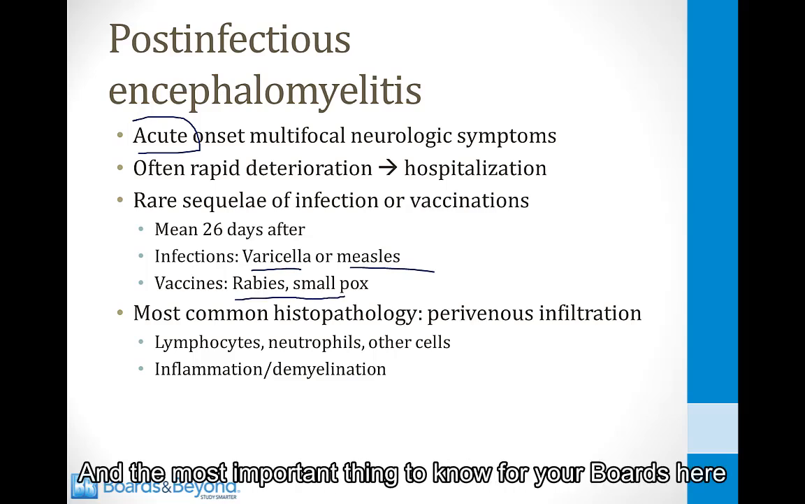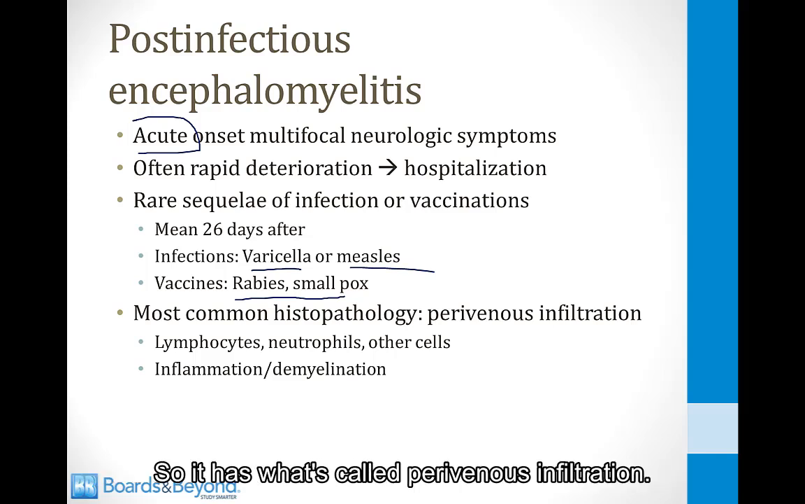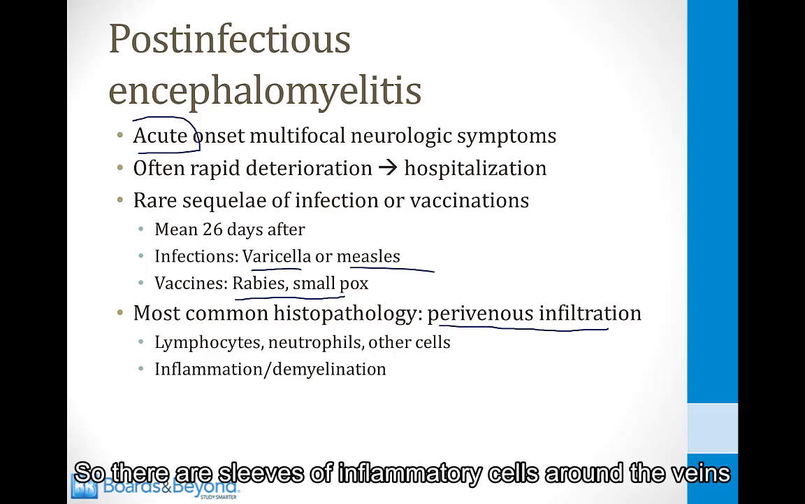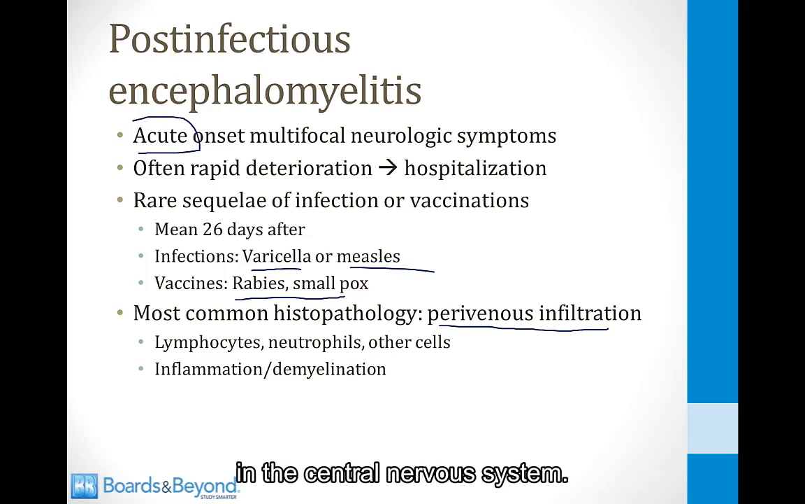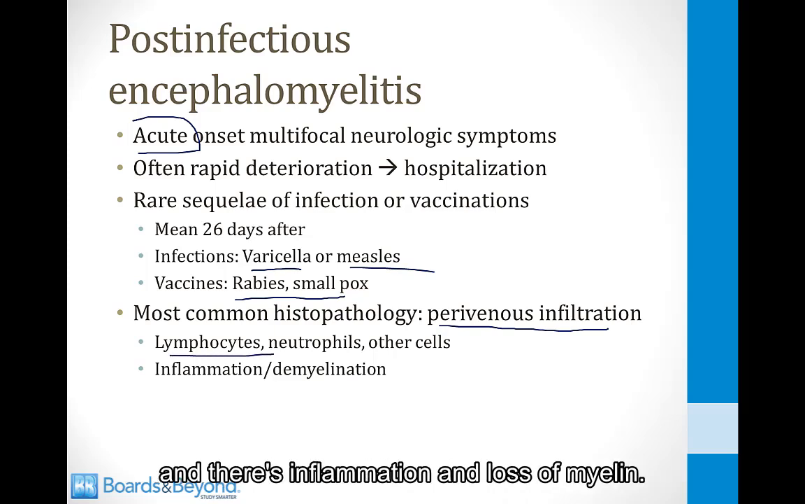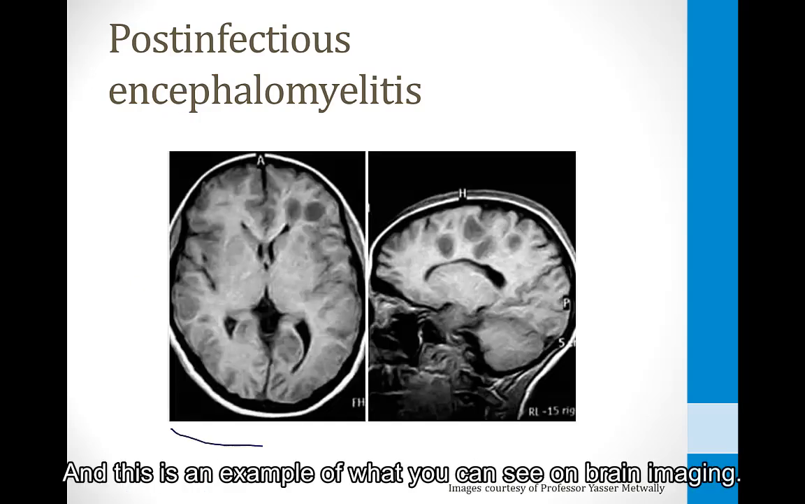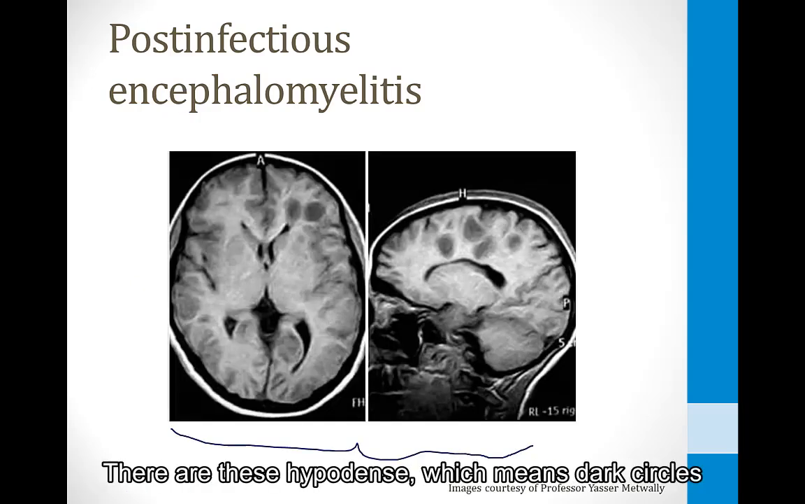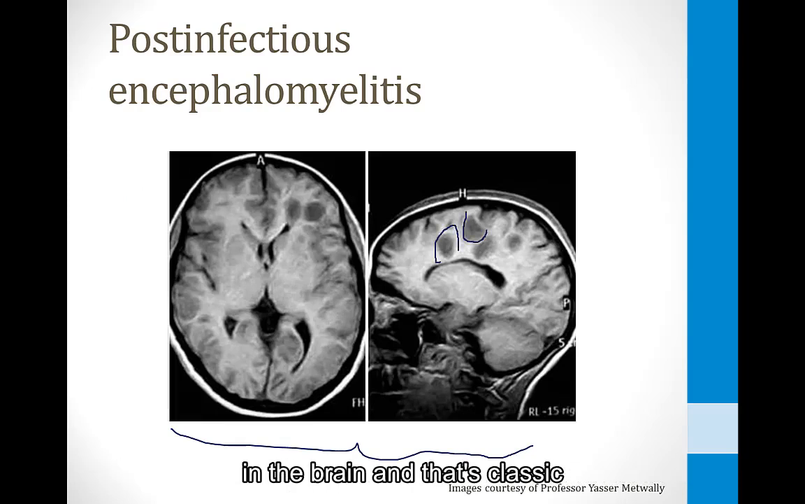And the most important thing to know for your boards here is the histopathology. So it has what's called perivenous infiltration. So there are sleeves of inflammatory cells around the veins in the central nervous system. And this is different from multiple sclerosis where there are plaques. In these perivenous sleeves, you see lymphocytes and neutrophils and other cells, and there's inflammation and loss of myelin. And this is an example of what you can see on brain imaging. There are these hypodense, which means dark circles in the brain, and that's classic for post-infectious encephalomyelitis.